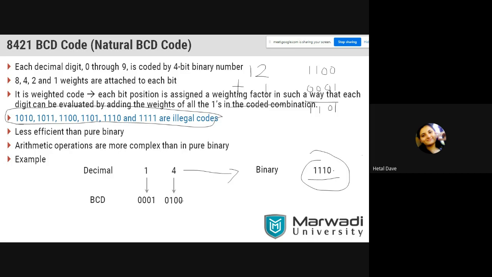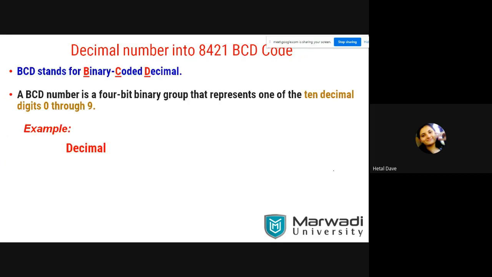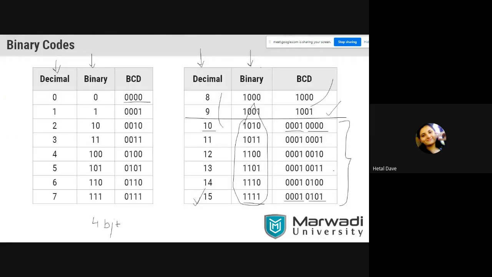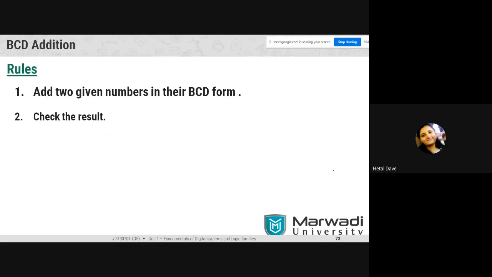Is there any doubt in the introductory part of BCD? Anyone? Okay. So I hope now you can make this table. If you are asked in your exam to make a binary and BCD table, using this concept you can do it. Our topic is the same, BCD, but under the BCD concept, we now have BCD addition.